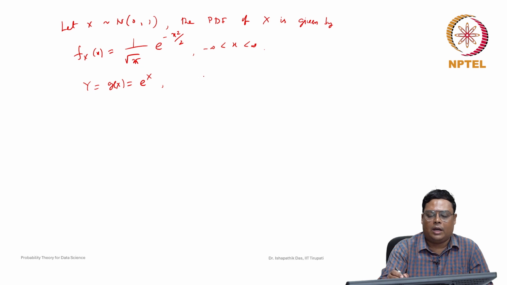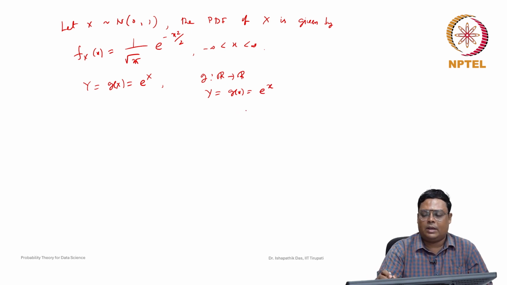So g is a function from R to R, and g of x is e to the power of x. So this is y is equal to g of x, so e to the power of x. It is a strictly increasing function because it is an exponential function. Now what is the inverse? x is nothing but log of y. The inverse is denoted by h of y, which is g inverse of y.